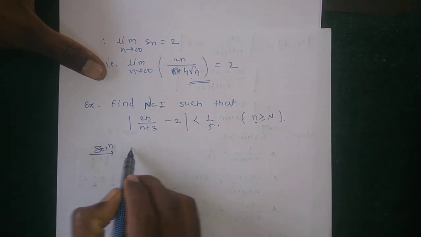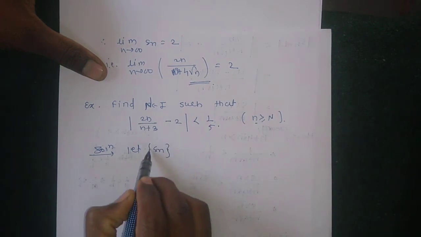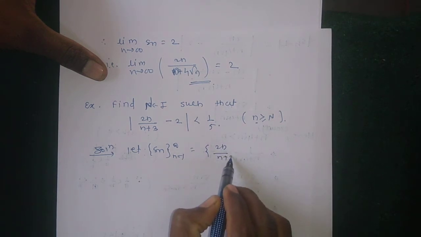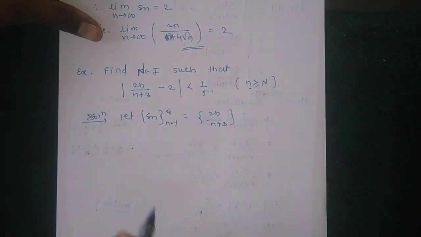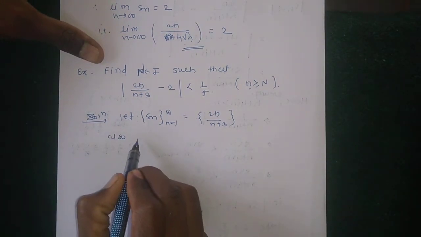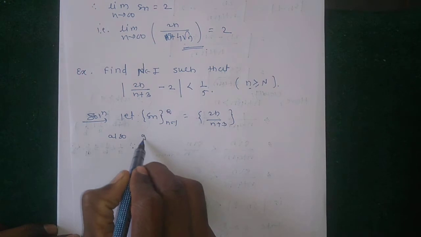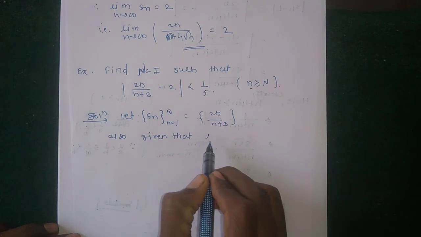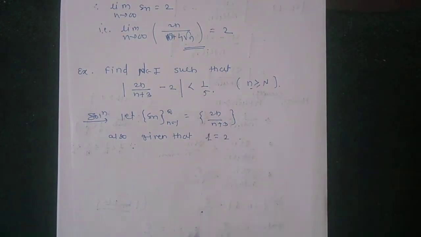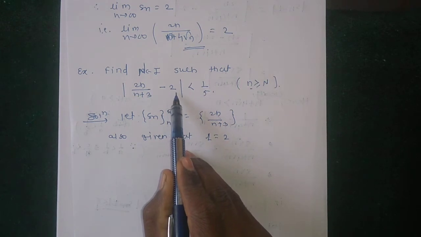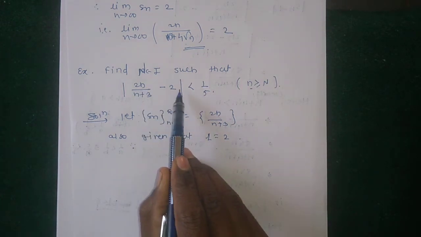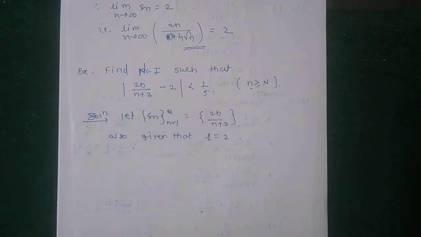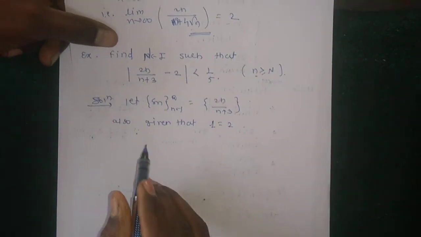Solution of this example: let the sequence Sn be 2n divided by n plus 3. Also you are given that the limit L is equal to 2. So mod Sn minus L is less than 1 upon 5. So considering mod Sn minus L, we have to find N.